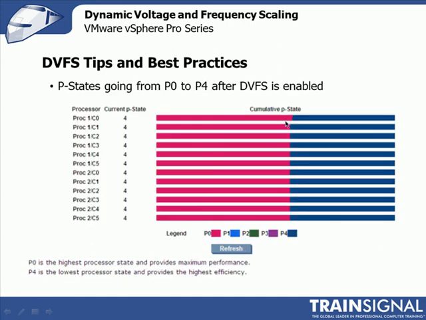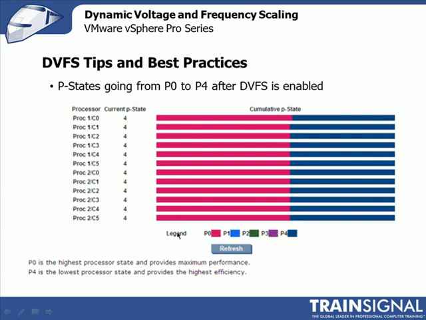Here you can see the processor P state switching from P0, which is the Pmax or the highest processor state, to P4, which is the Pmin or lowest processor state. This happened immediately after DVFS was enabled in vSphere as the server was mostly idle. This server is a dual 6-core model, and you can see the P state for each processor and core. You can also see the in-between P states listed, such as P1, P2, and P3.